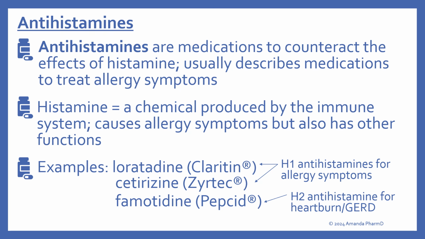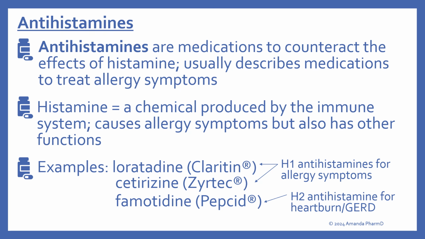And antihistamines. Antihistamines are medications to counteract the effects of histamine. This term antihistamine is usually used to describe medications to treat allergy symptoms. So histamine is a chemical produced by the immune system that causes allergy symptoms, but it also has other functions. Some examples of antihistamines include loratadine, its brand name is Claritin, and cetirizine, its brand name is Zyrtec. And both of those are H1 antihistamines for allergy symptoms.